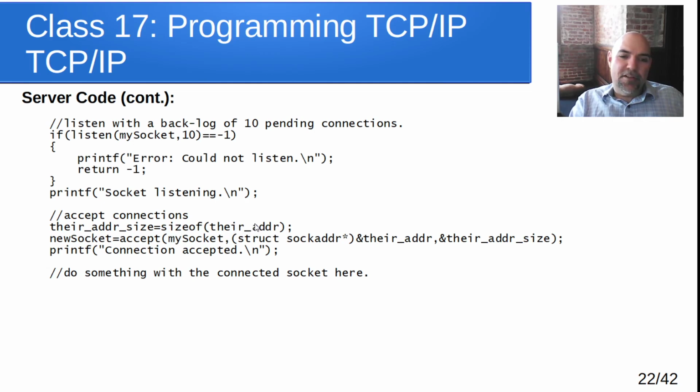We pull the size of their address into that to fill in the size, because remember that was a value result parameter. And then down here, we call accept. We pass in the address of the machine that we want, that structure for their address. And remember, accept is going to block and wait for a connection to come in. And then once it's connected, then we'll get down here. Otherwise, it'll sit here forever waiting for somebody to connect to this server.